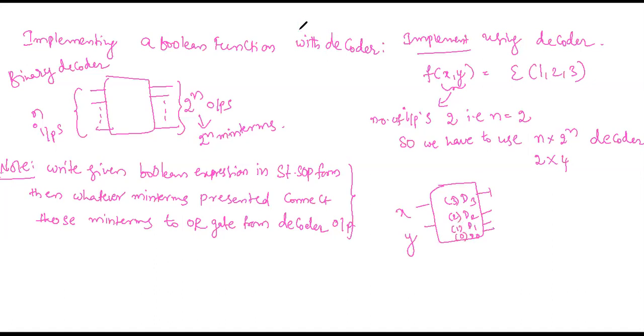Now look at the expression. In the expression, what are the minterms presented? 1, 2, 3. So take 1, 2, 3. Connect these 3 to the OR gate. That's all. This is the implementation.